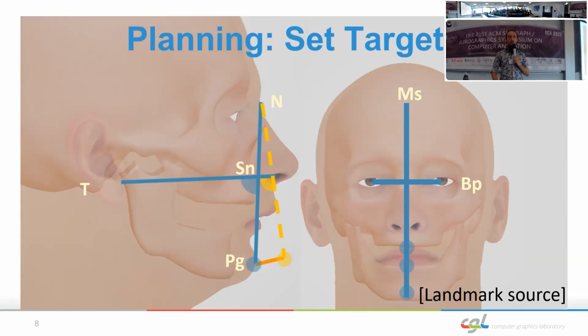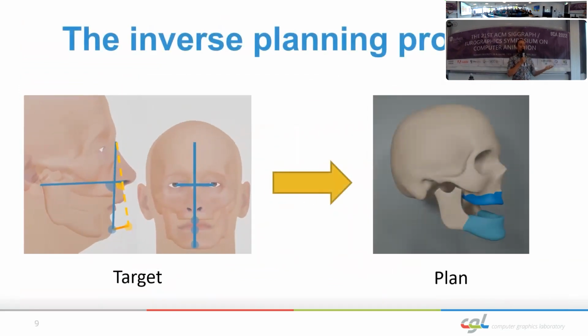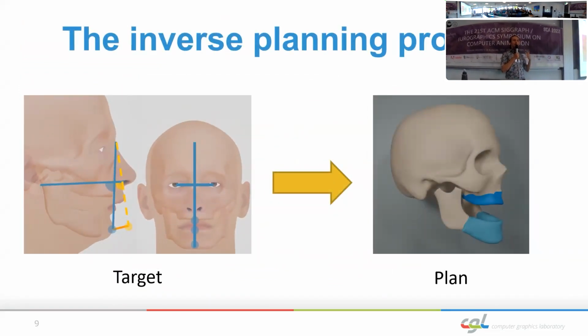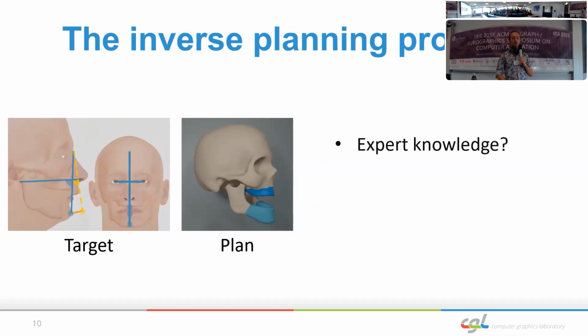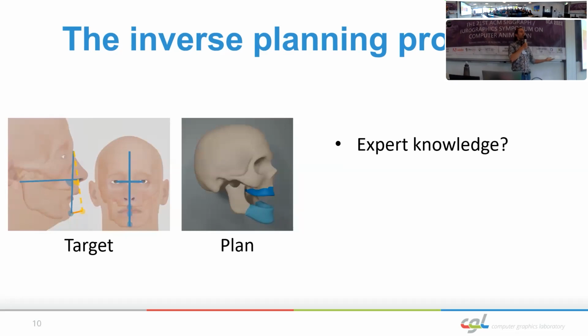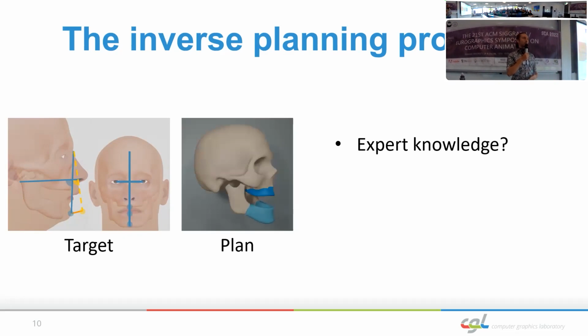And here's where we get to the inverse problem. So the inverse problem means how to determine the plan, that is, how much to cut the bones and where to move them, from the target. And currently, that's performed using surgeon expertise. They train for a long time, and they know how the face behaves for a given operation. Of course, the problem with that is every surgeon has a different level of experience. They will give you a different surgical plan, and there's no way to communicate the plan to the patient.